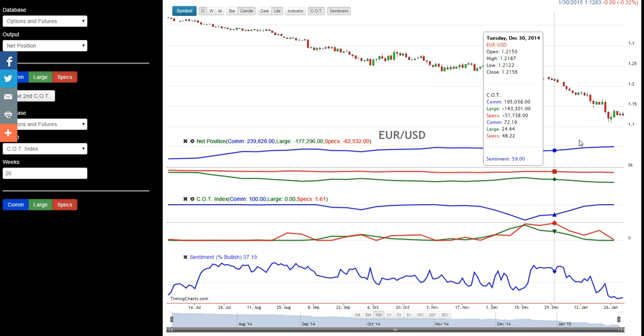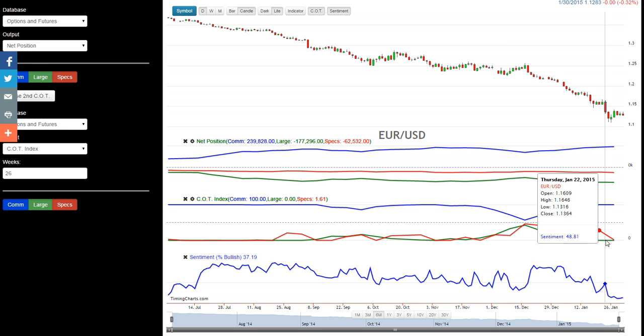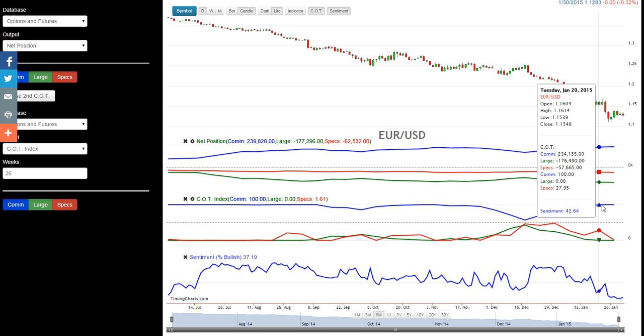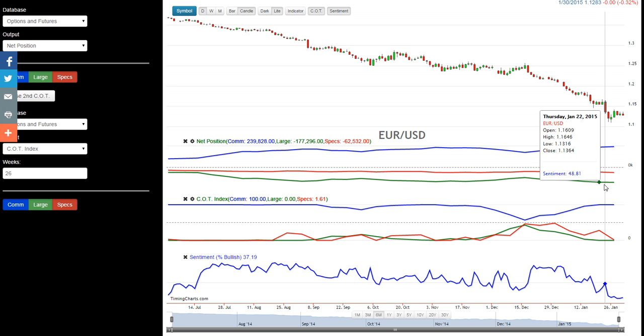Let's get into trading. As you can see, the euro sentiment is down. Large speculators are still shorting. Retail is still shorting. Commercial are still buying and hedging. Same thing here on the net positions. Large speculators shorting, retail shorting or kind of flat sideways, and commercial hedging, buying.